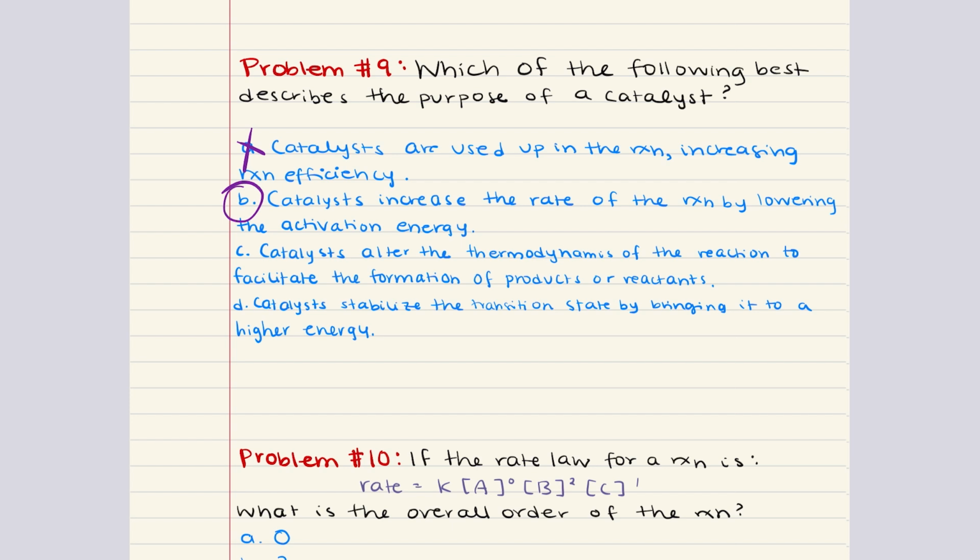C says catalysts alter the thermodynamics of the reaction to facilitate the formation of products or reactants. This is incorrect. Catalysts do not change the thermodynamics of the reaction. They really just affect the kinetics or the rate of the reaction. So C is incorrect for that reason. D says catalysts stabilize the transition state by bringing it to a higher energy. This is also incorrect. Catalysts are going to stabilize the transition state by lowering its energy, not by bringing it to a higher energy. And so with that, the correct answer to problem 9 is going to be B. Now let's move on to problem 10.